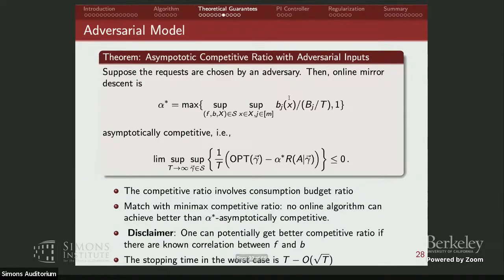As a byproduct, we can also show that even for the adversarial case, the stopping time of this algorithm is T minus order square root of T. So you never deplete your resource too early. Even for the worst case, this algorithm can spend the resource over time.